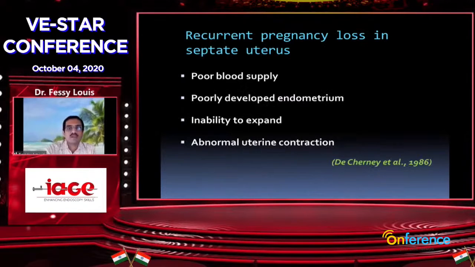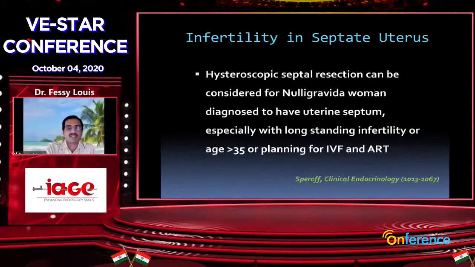And recurrent pregnancy loss in a septate uterus is basically because of poor blood supply, poorly developed endometrium, inability to expand, and abnormal uterine contraction. So hysteroscopic septal resection can be considered for a nulligravida woman diagnosed to have a uterine septum, especially with long-standing infertility or age more than 35, planning for an ART procedure.